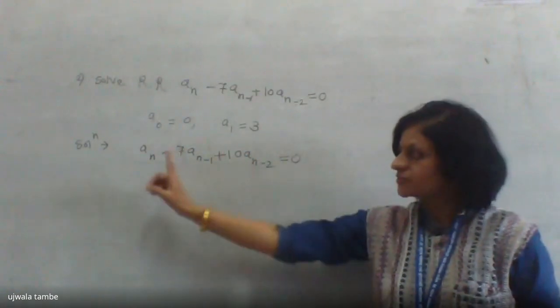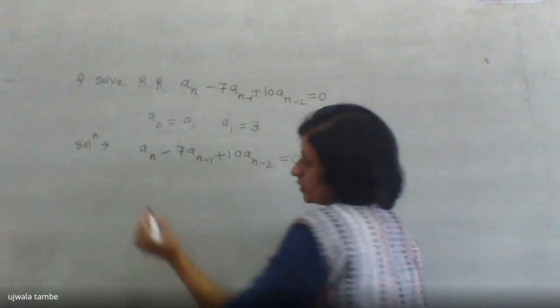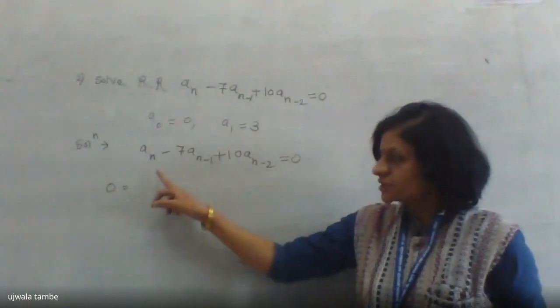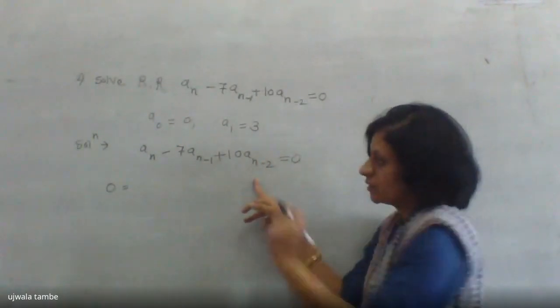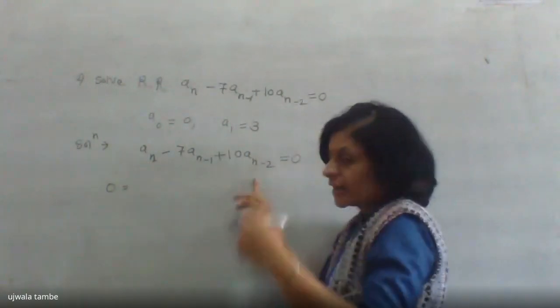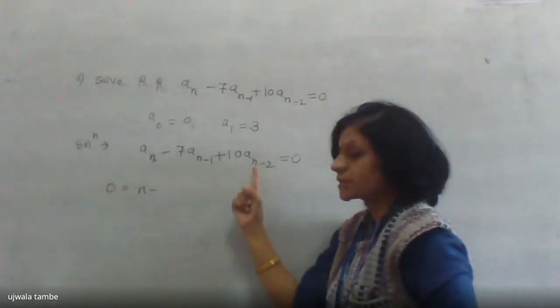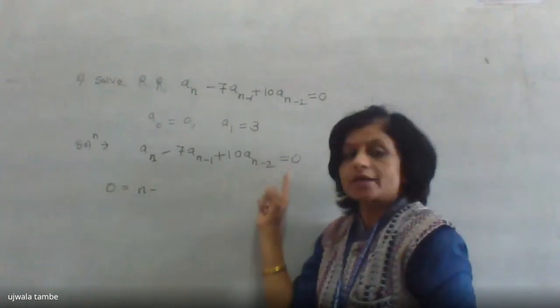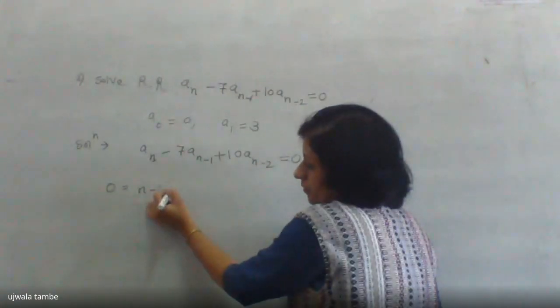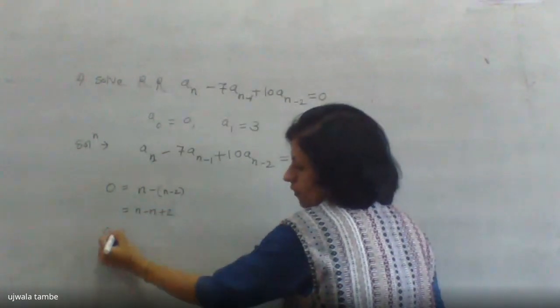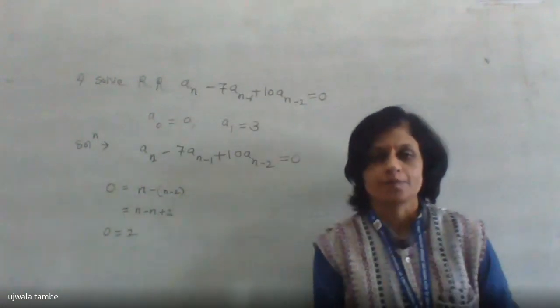First step, first find the order and degree. Order means highest subscript minus lowest subscript. Here the highest subscript is n, minus the lowest subscript n minus 2. Open the bracket: n minus n plus 2. Therefore, the order of the given equation is 2.